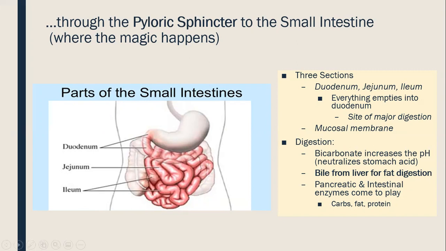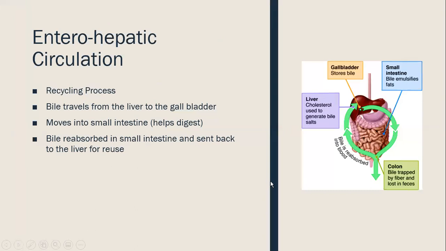We also have bile that's going to be secreted from the liver. And in addition to that, we have pancreatic and intestinal enzymes, which come into play for carbohydrates, fat, and protein across the board. Then we have our enterohepatic circulation, and this is a recycling process where we see bile travels from the liver to the gallbladder, moves to the small intestine from the common bile duct, and this bile helps to digest fat. And then what we do is we try to resorb that bile further down within the intestine and send it back to the liver for reuse rather than having to produce more and more bile over and over again.